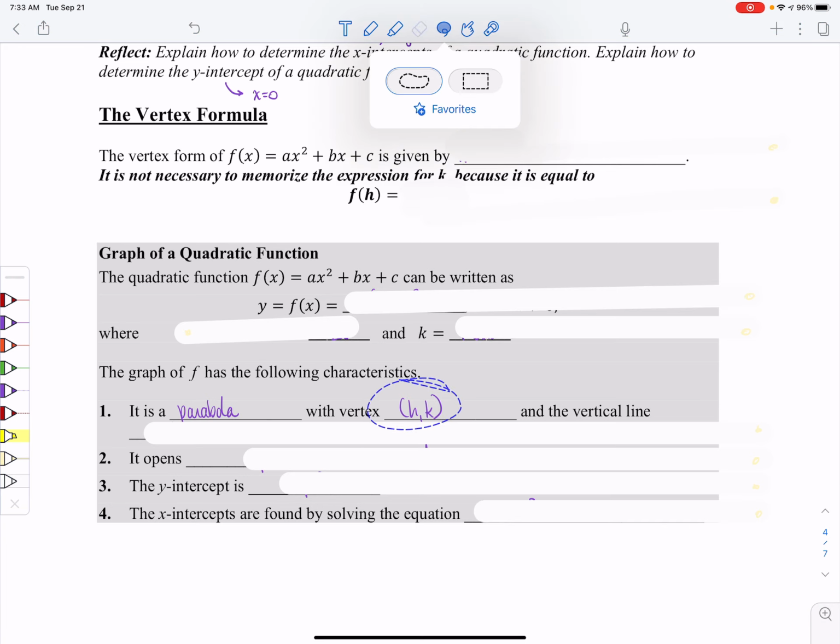So back up then to the vertex formula. To get my h value, the x piece of my vertex, I'm going to just do negative b divided by 2a. And once I have the x value of my vertex, all I have to do is plug and chug to get the y value of my vertex. And you'll notice in bold there, it says it's not necessary to memorize this expression because truly all you're doing is plugging in your x value to get your y value.